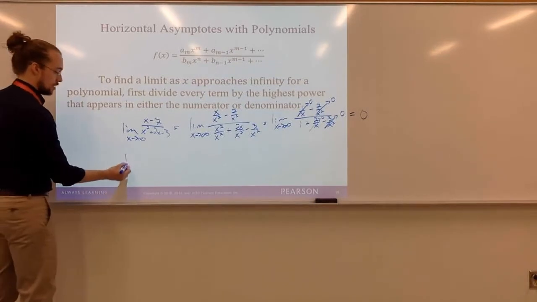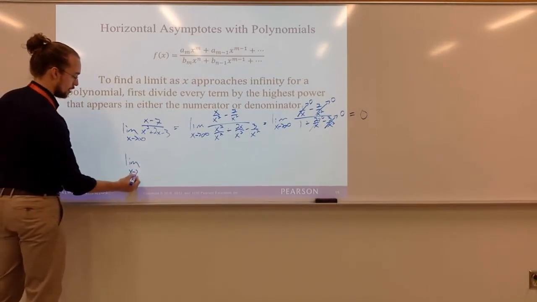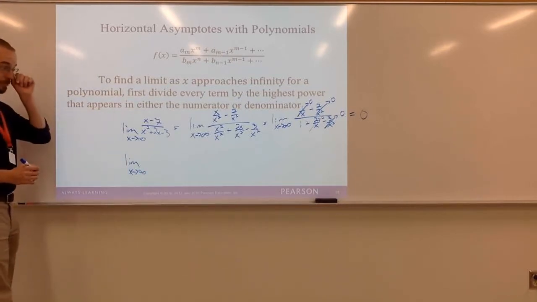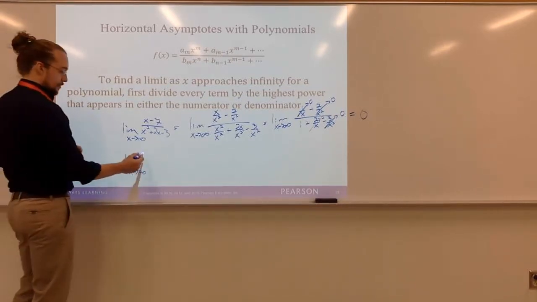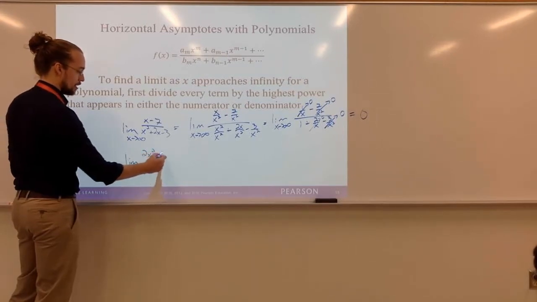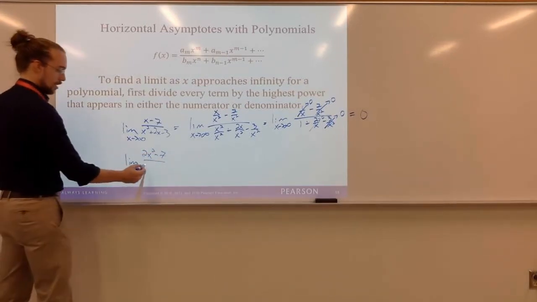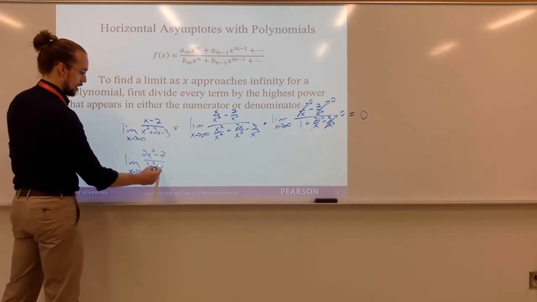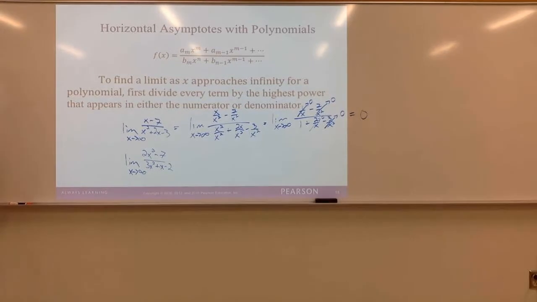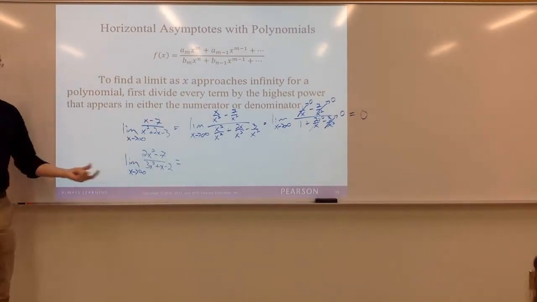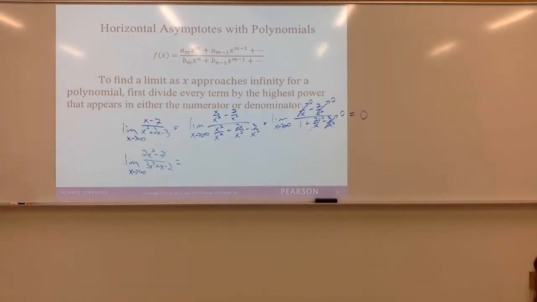Alright. So let me throw another one up here. How about the limit as x approaches infinity of, I don't know, 2x squared minus 7 over 3x squared plus x minus 2. How about something like that? You guys try this one here. See if you can figure out what this limit will be equal to. So try dividing every single term by the highest power and see what you end up with.